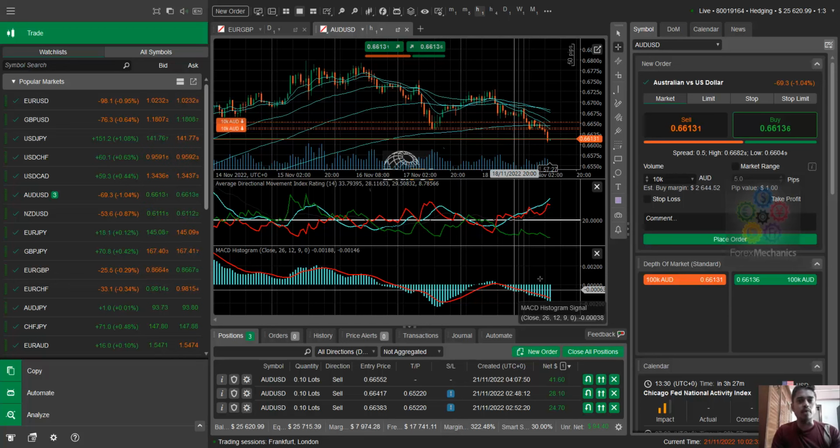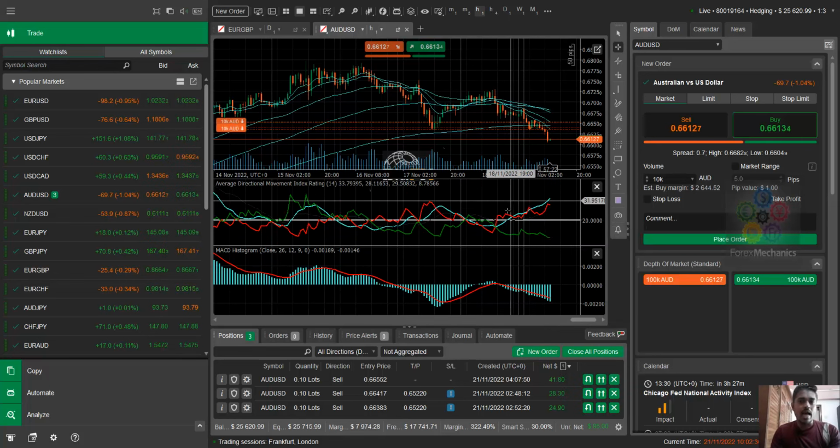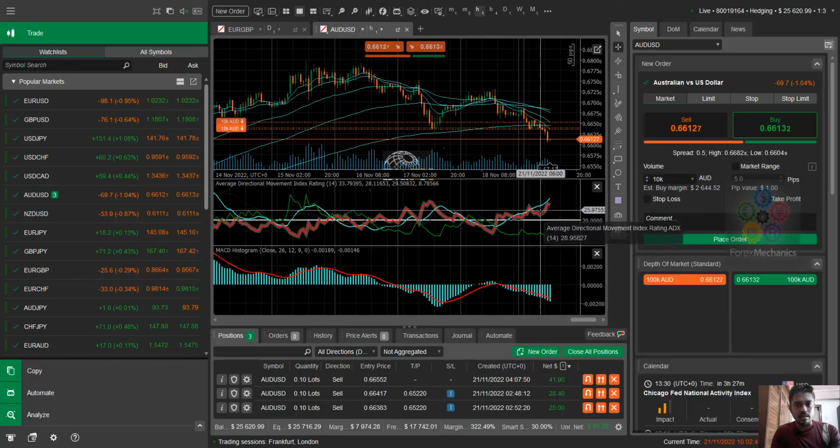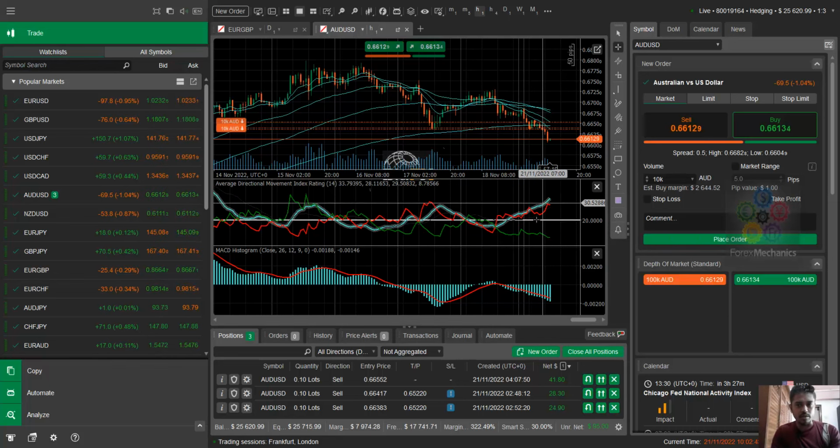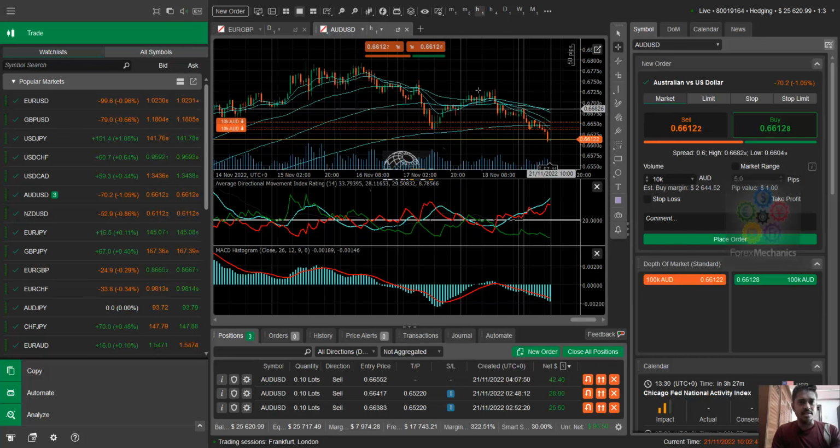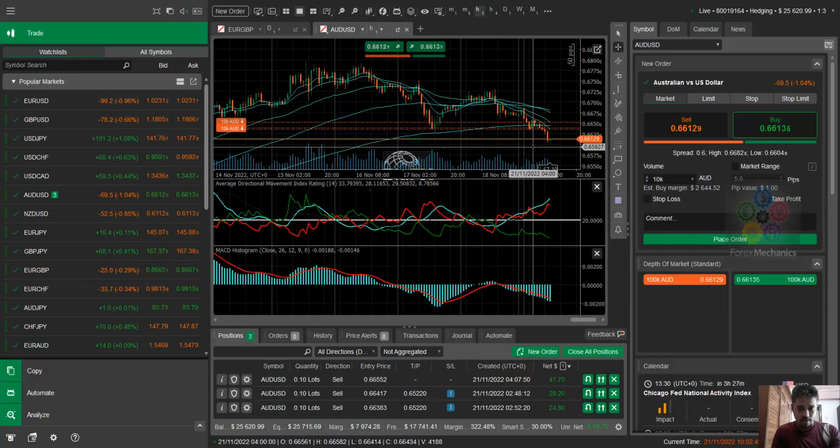So if I have to simply tell you, today morning I saw a weak MACD. I saw that the ADX was rising. The sellers, which is the red line, was above the 20 level. So obviously there was a clear indication that this pair is going to fall, right?